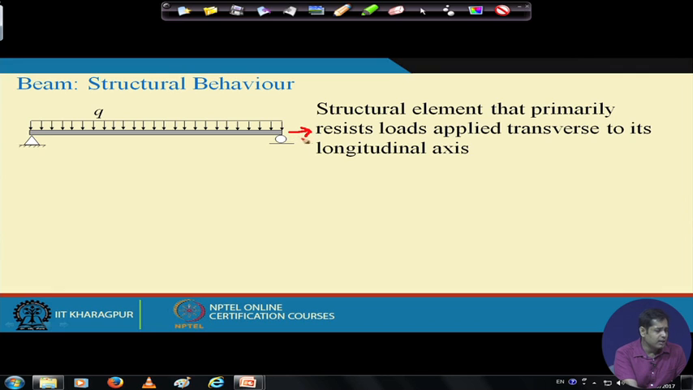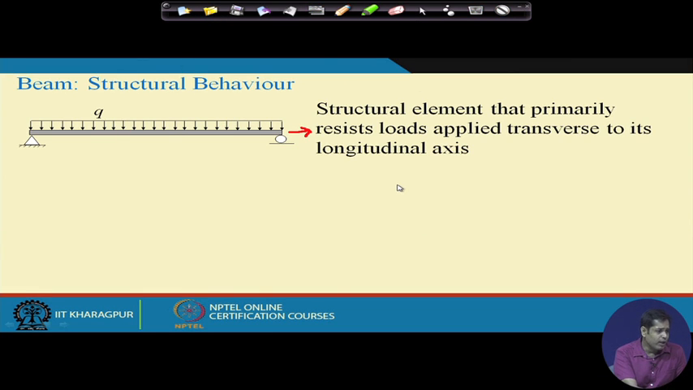This structural element is subjected to load which is transverse to this axis. This kind of structural component is called a beam, and when it is subjected to this kind of loading or any kind of transverse loading, it undergoes bending, like this.